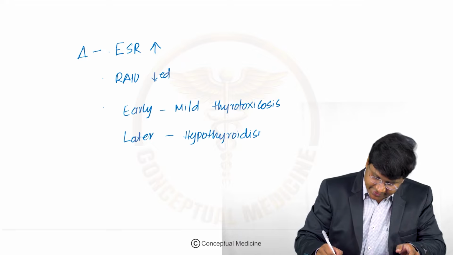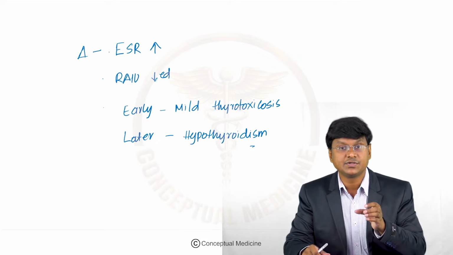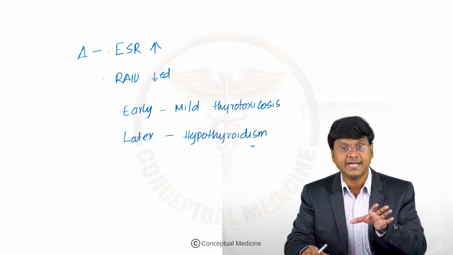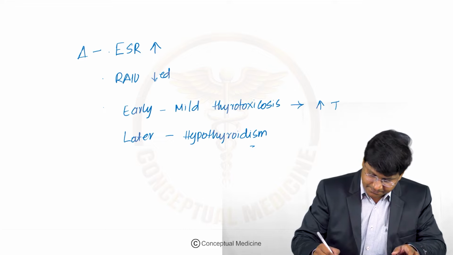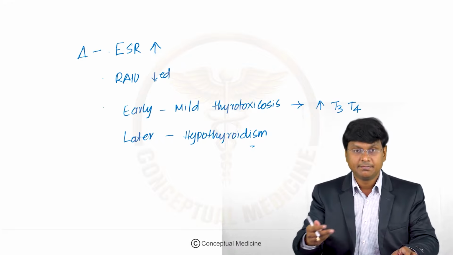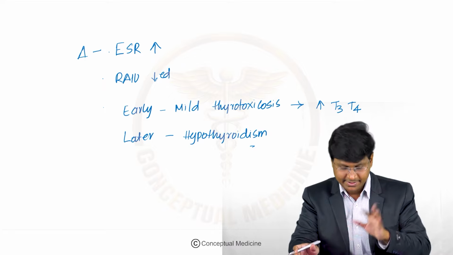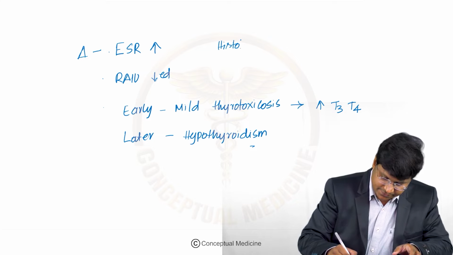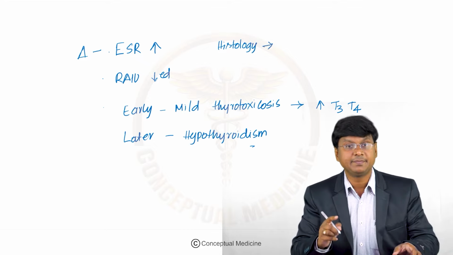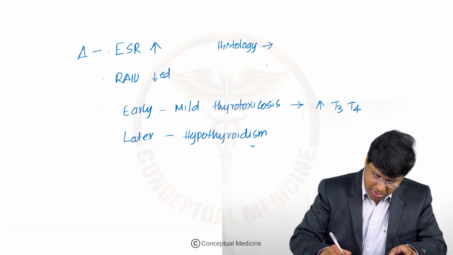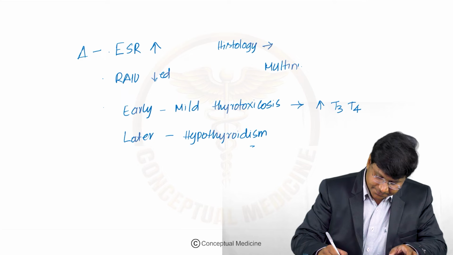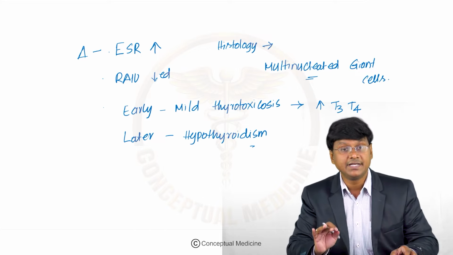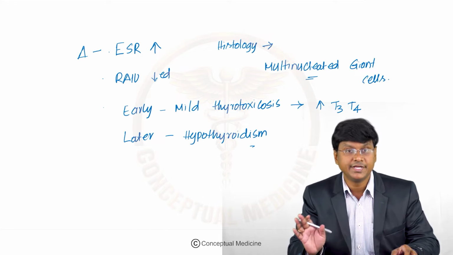So in early stages, why is there thyrotoxicosis? That is because of release, or leakage, of the thyroid hormone from the gland. The T3, T4 levels will be increased. But later, once the store is completely depleted, the individual will end up in hypothyroidism. And the histology of this thyroiditis shows the presence of multinucleated giant cells. That will be the histology in patients with de Quervain thyroiditis.